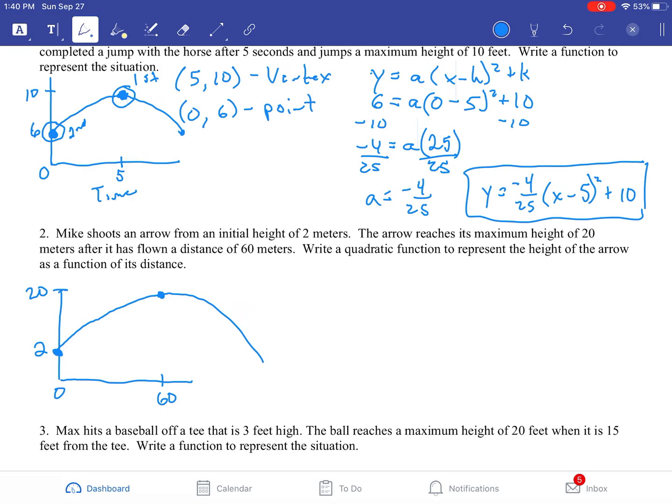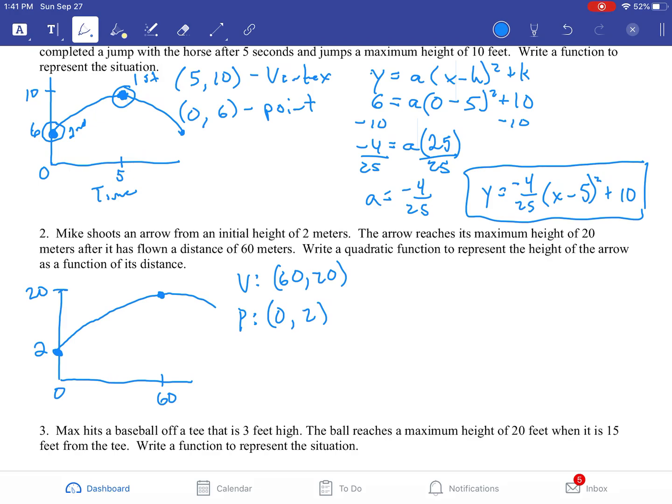Okay, so again, it starts at 2 meters above before he shot it off. It flies 20 meters high, okay, after it has flown 60 meters. So that's how we get the 60 over there. So now we have our point. Actually, I'm going to erase part of this graph here. Our vertex point is going to be 60, 20. And our other point is going to be 0, 2.